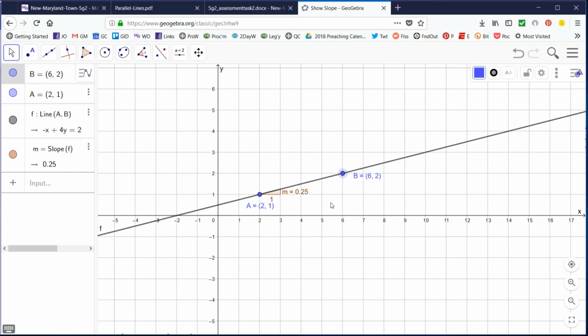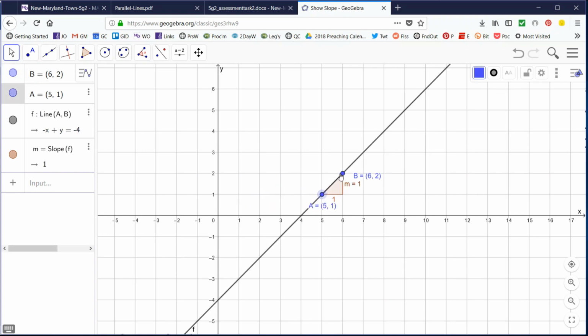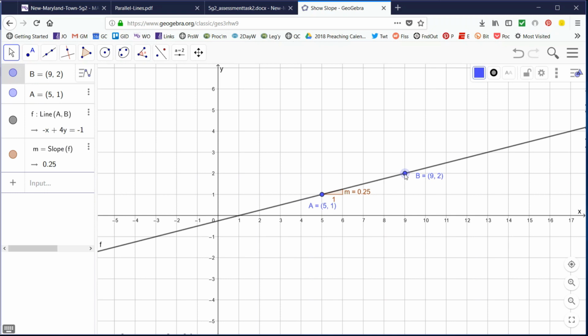So right here, this has a slope of 1/4. The difference in the Y values here, 2 minus 1 is 1, and the difference in the X values is 4, so we have 1/4. If I move these points over here, I still have a slope of 1/4.